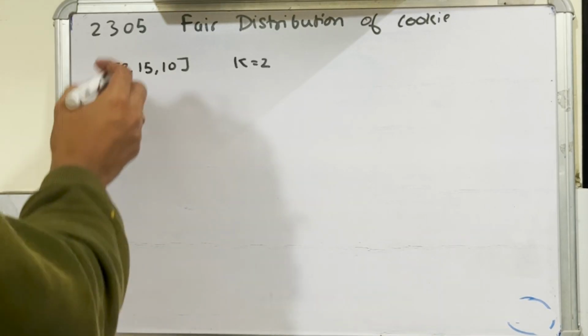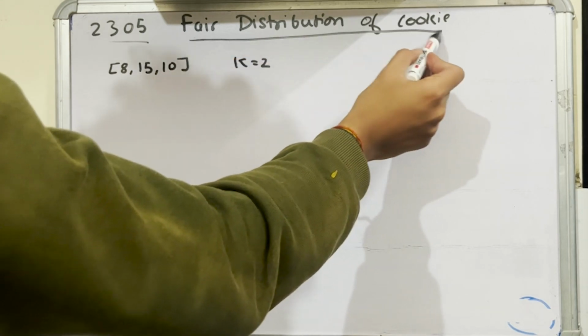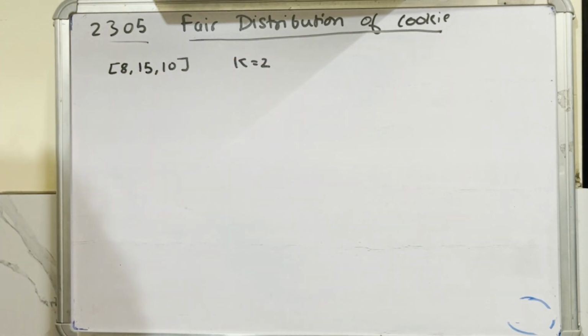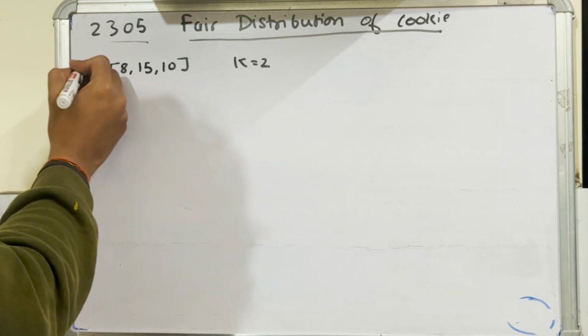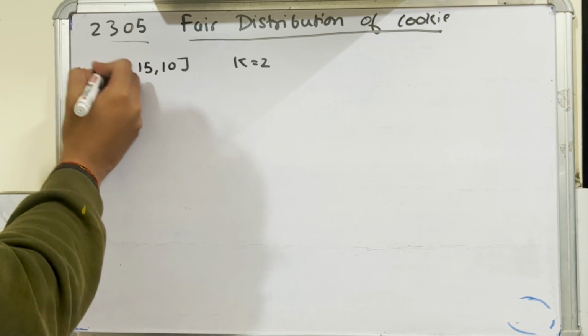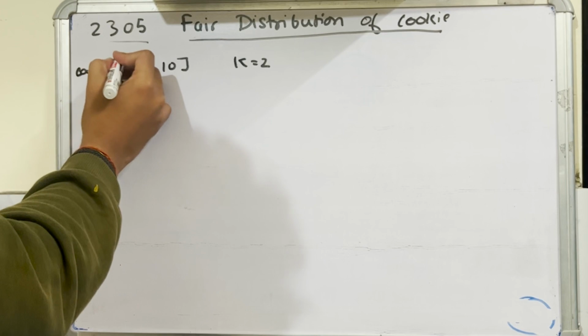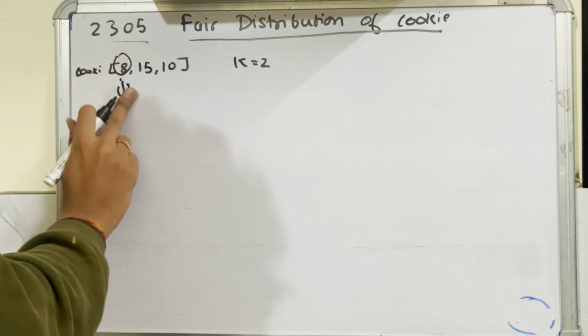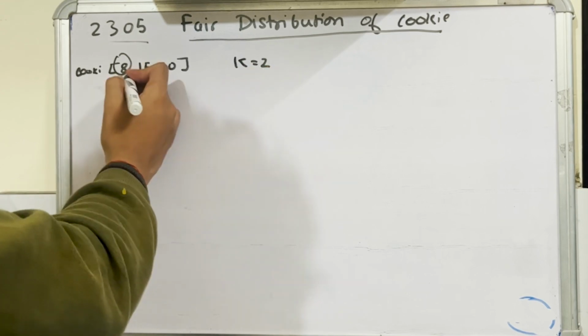Today guys we are going to discuss question 2305, which is fair distribution of cookies. So I'll just explain the problem statement. We are given an array of cookies where the ith position indicates the amount of cookies in the ith bag, and k is the number of students that you have to distribute the cookies to.